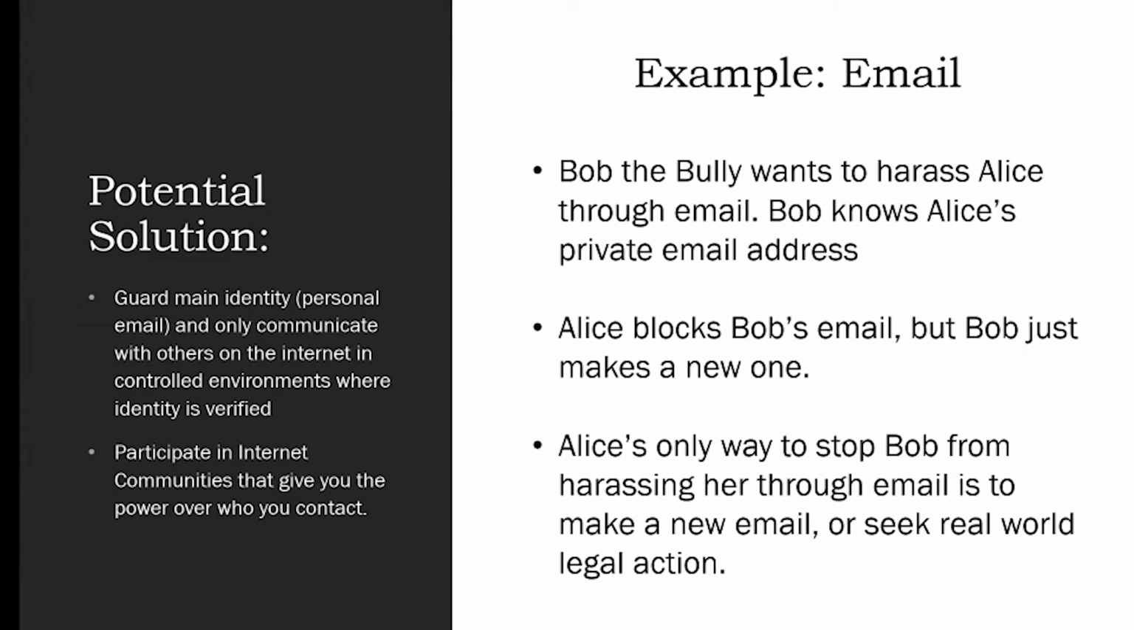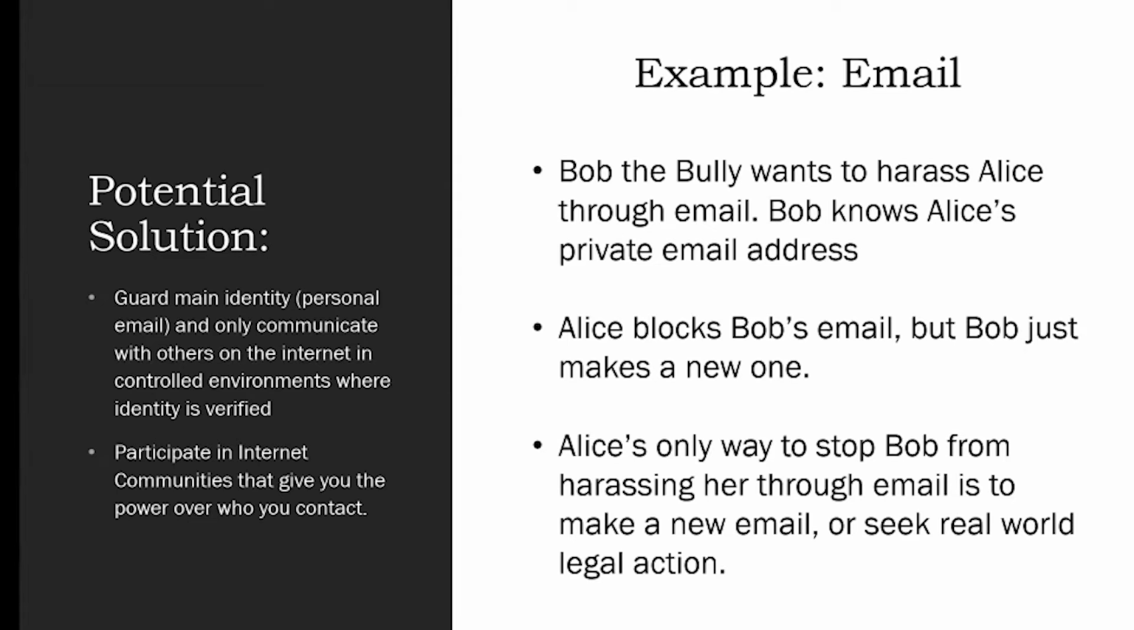So the only solution that Alice really has is to change her email or continue blocking these emails from Bob. There are several higher level network functions such as IP address blocking, domains, all kinds of weird things that are far beyond the normal user.